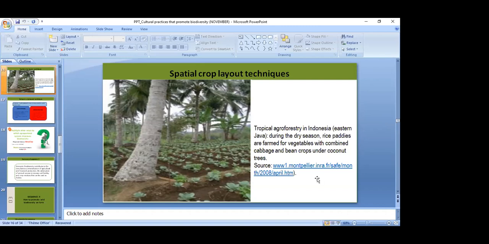Now, what the coconut serves here is that if there are droppings from the coconut trees, it nourishes the soil, but it also serves as a bit of shade, not total shade, because they will all require sun for photosynthesis. But there is this cover that will not allow direct sunlight to hit the plant. And that is what we refer to as spatial crop layout technique.